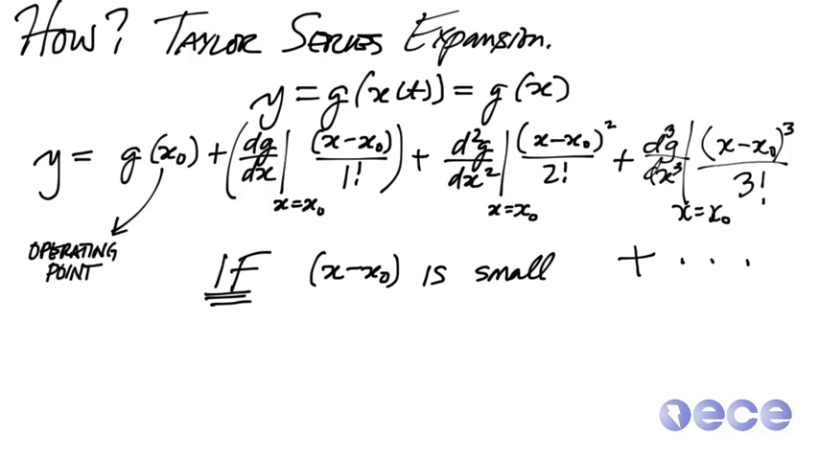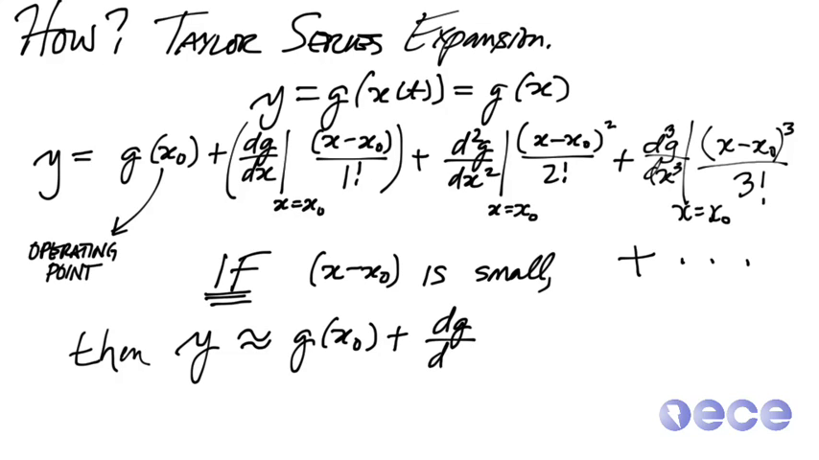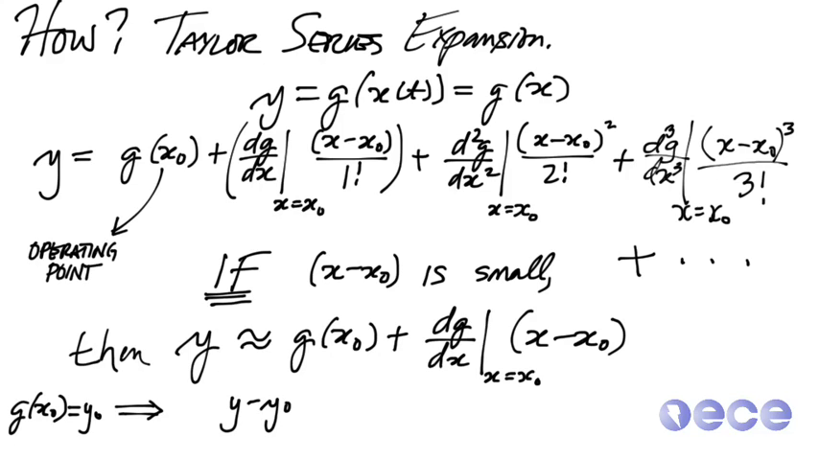So if we could assume that x minus x0 is small, then we can actually approximate that y is about equal to g of x0, so that's the function's value at the operating point, plus the first derivative times the offset x minus x0. So it's not going to be exact, but it's going to be pretty close. So if we remember that g of x0 is just equal to y0, we can rewrite this approximation as y minus y0 is equal to the derivative of g with respect to x, evaluated at the operating point, times x minus x0.